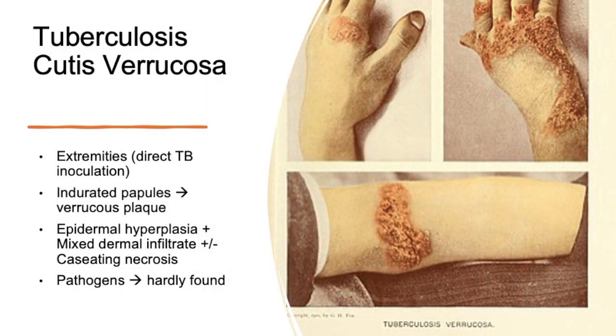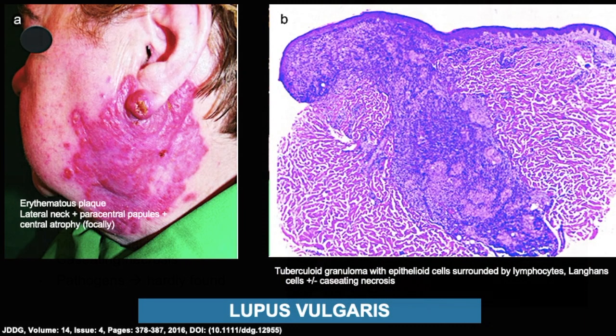TCV, we rarely see those nowadays because of the improving healthcare system. But usually it happens on the extremity because of direct TB inoculation. Usually it appears like indurated papules or verrucous plaques. And if you do a biopsy for those areas, you need to look hard enough to find the TB organism, or you can do a PCR in order to identify those.